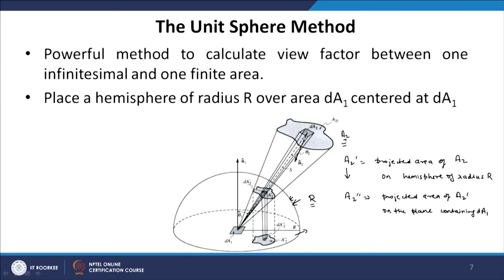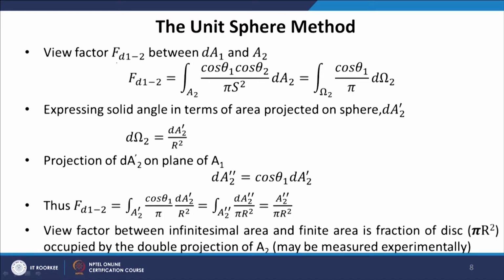So, we have projected A2 twice. In the first projection, we have projected it onto the hemisphere of radius r, and in the second step we have projected the projected area A2 prime onto the plane of area dA1. Okay. So, let us see how the mathematics of this method comes up.